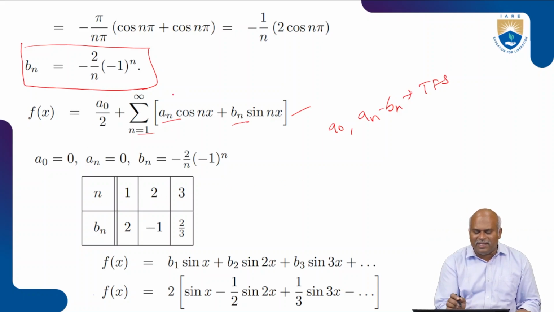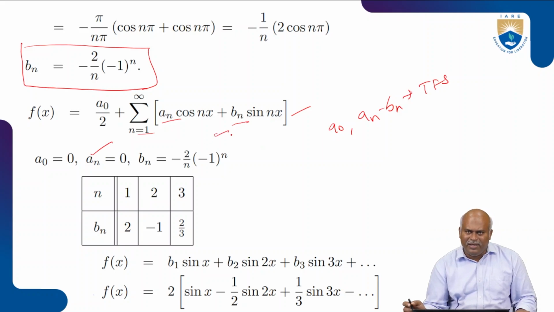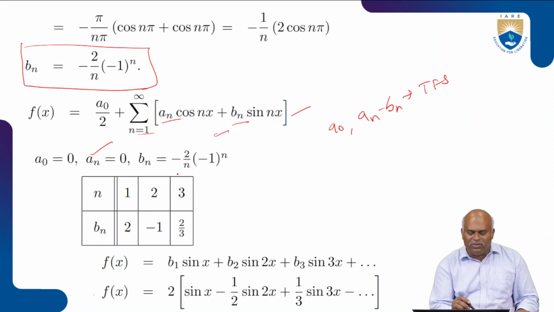a of n is represented as 0, no need to calculate. b of n is represented as (minus 2 by n) into (minus 1) whole power n. That means n equal to 1 is represented as 2, n equal to 2 is minus 1, n equal to 3 is 2 by 3.